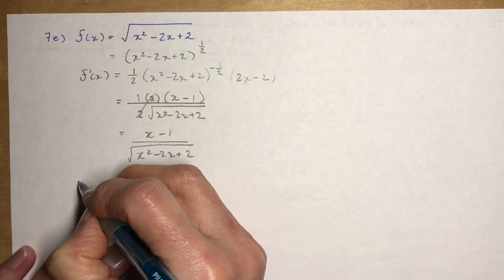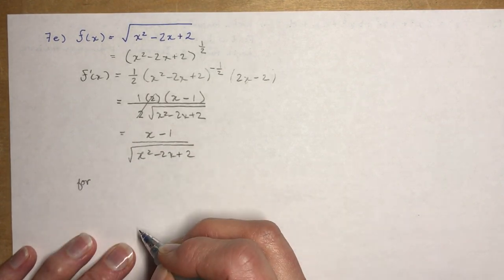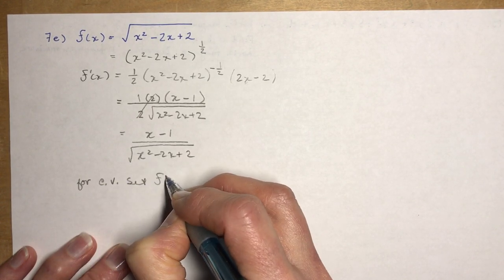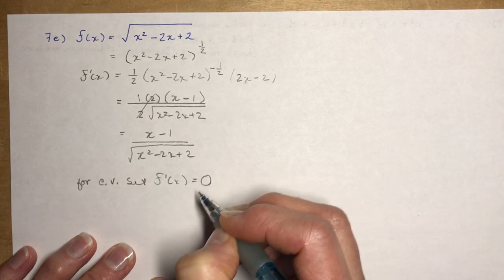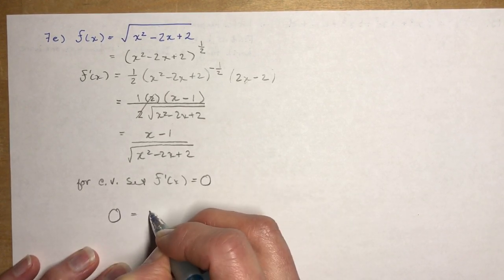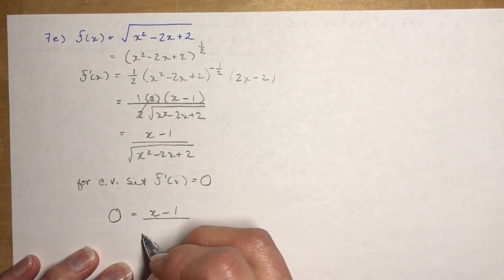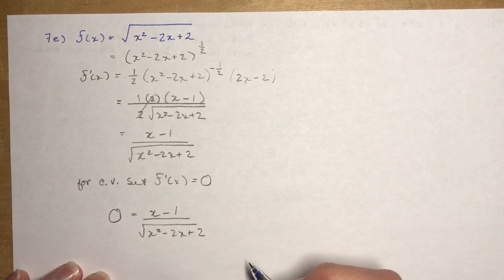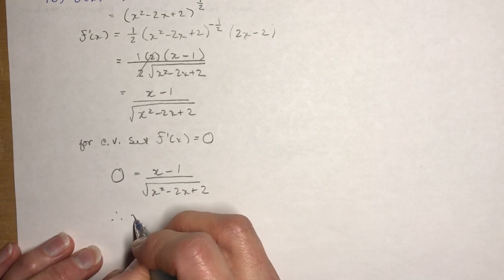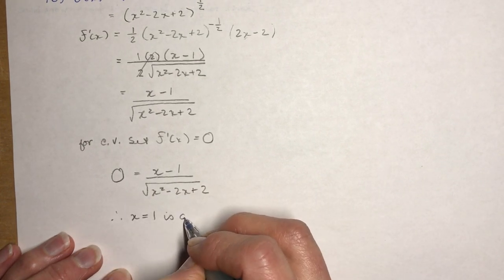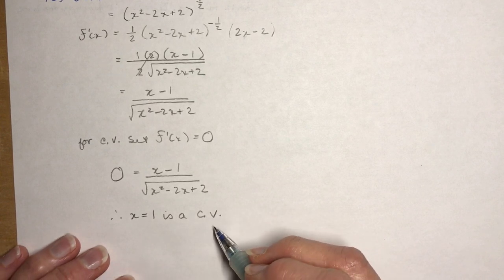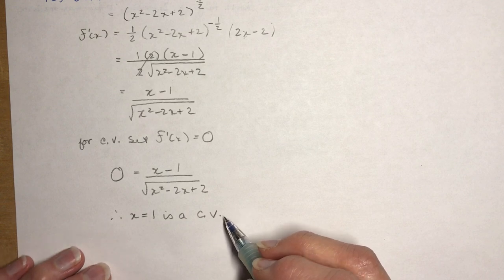So now you say what you always say when you're trying to find critical values. For critical values, set f prime x equal to 0. If I set this equal to 0, you know that the only part that can be 0 is what's in the numerator. That's the only way you're going to get a 0, because you can't have a 0 in the denominator. So that means x equals 1 is a critical value. It's a critical value. It's not the critical point. Remember, there's a difference. What would the critical point be?